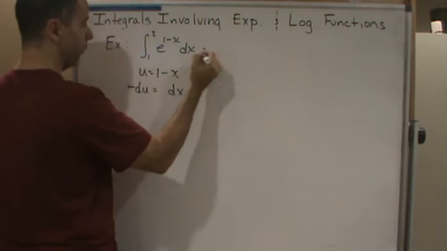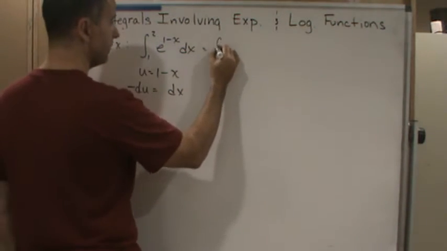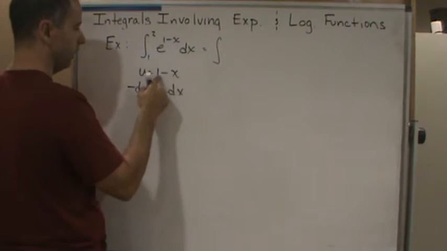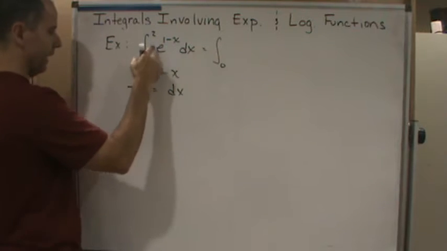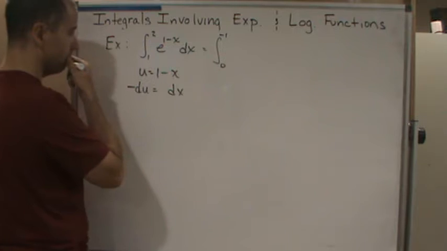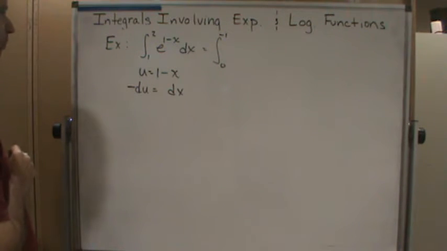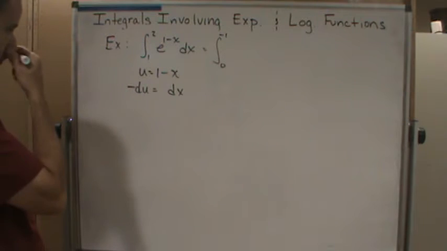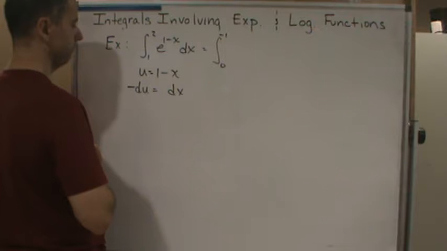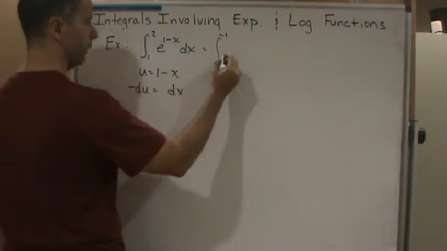Oh, we also have to change the limits of integration, right? So in this case, if x is 1, then u is 0. If x is 2, what? u is negative 1. Right? So if x is 1, u is 0, and if it's 2, it's negative 1. Okay, and then we get what?